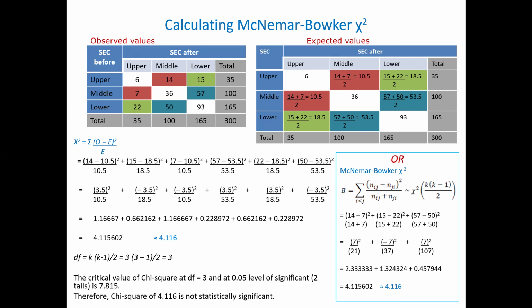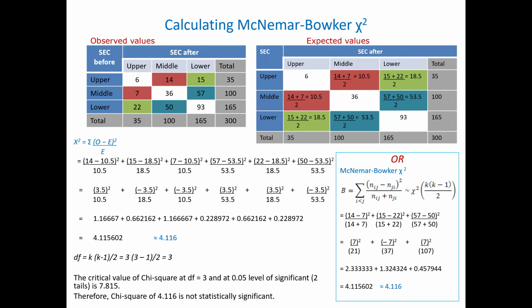And I color code them also so that you know which ones are discordant together. 7 and 14 are discordant: middle before, middle after. And the green, 22 and 15 are discordant: upper before, lower after, and the other one is lower before, upper after. Can you see? So the blue is 50 and 57.